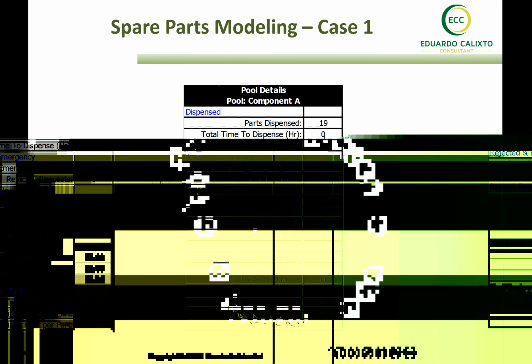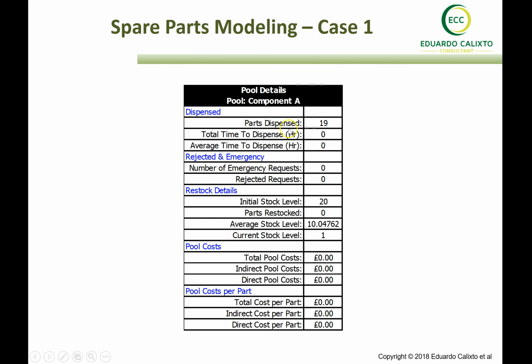That is the simulation result that we've got from the BlockSync software. So we have, for component A, 9 parts dispensed. Here they do not have any time to dispense. That's because, of course, in the very beginning I already had 20 spare parts in stock. So there's no emergency request because I already had all these parts in there. And my initial spare parts was 20, so it was not necessary to restock.